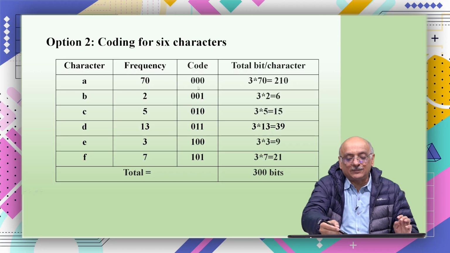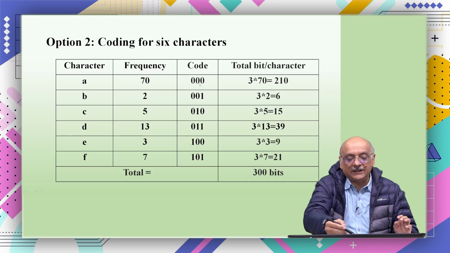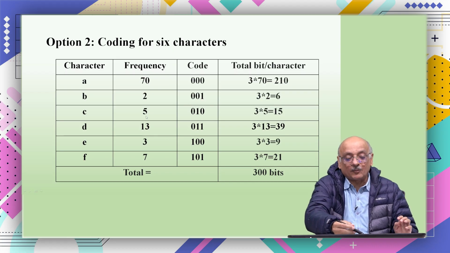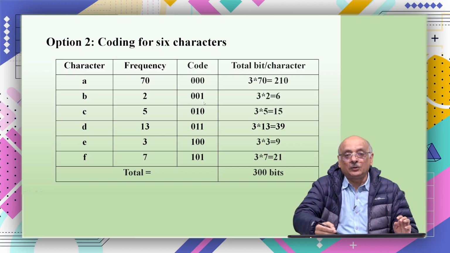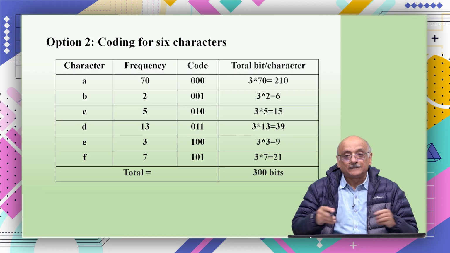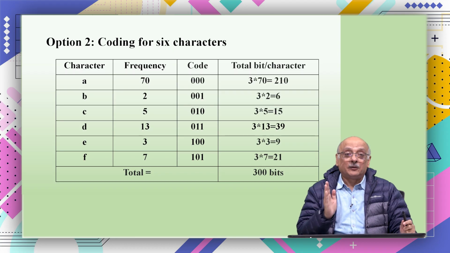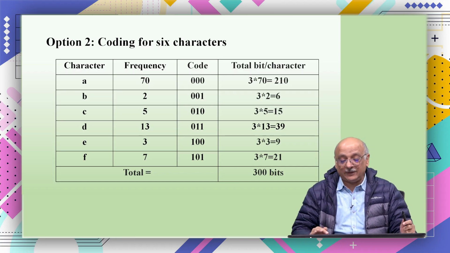Why? Because each alphabet or each character is being represented by 3 bits, and there are 100 characters. So, 100 into 3, overall we need 300. So, that sounds okay. So, we have saved; from 700, we have brought it down to 300 bits.